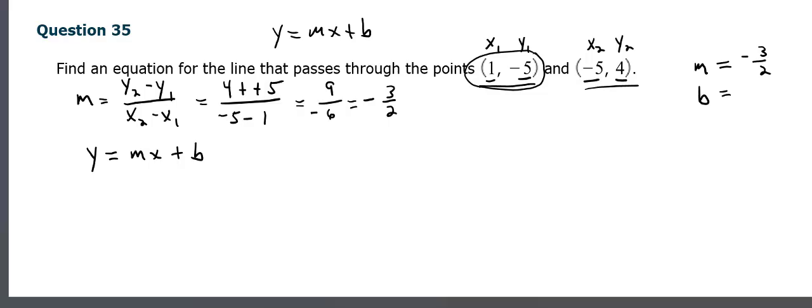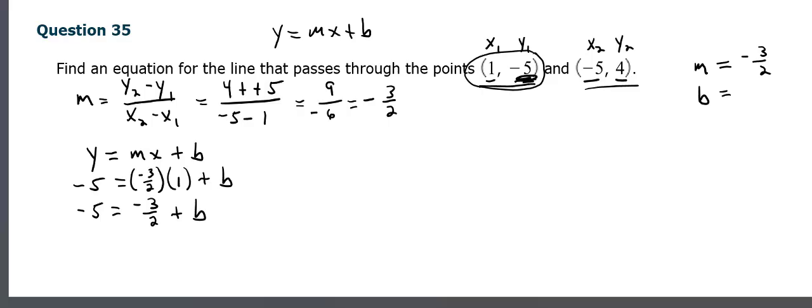So you choose either of the 2 points, and again we're going to use our slope that we found and plug those into the slope-intercept form. So in this case, y is -5. Our slope is -3/2. And our x is 1. And again, we're looking for b. So we have -5 equals, we're going to multiply -3/2 times 1, which will give us -3/2 plus our b.